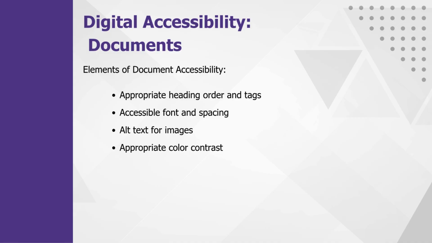The next category of digital content is digital documents. When it comes to digital documents, to be properly accessible, documents must have appropriate headings in the appropriate order, and headings must be tagged as headings. This allows a screen reader to recognize what is heading text and what is body text and read the content appropriately.